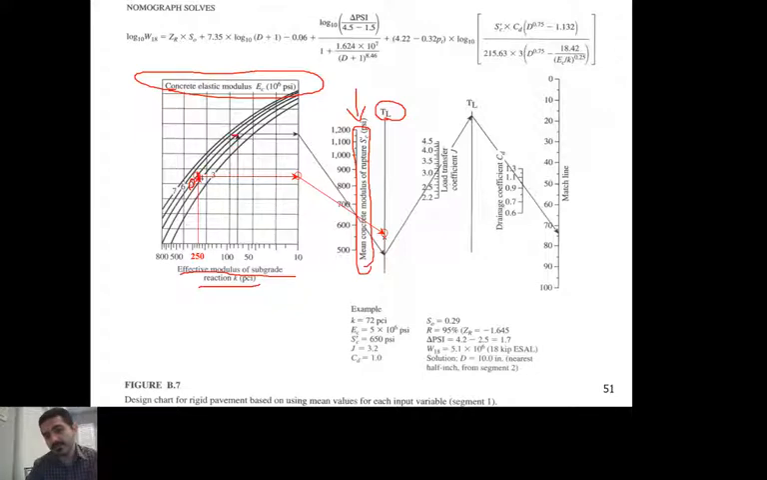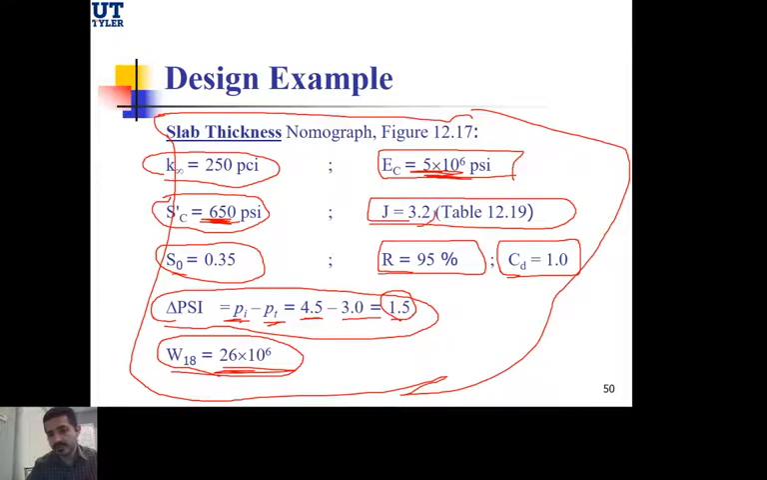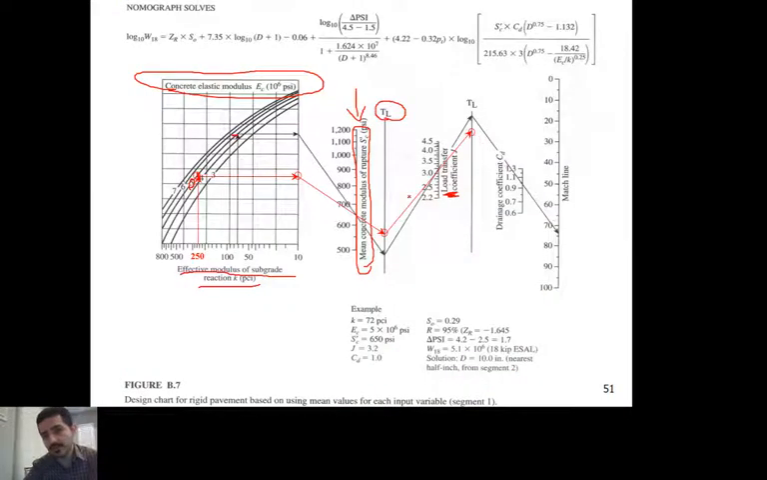Once you hit this point, now we're going to connect this point to the next column, which is the load transfer, the J value. The J value, if you recall, was 3.2 from table 12.19. So I'm going to connect it to the J value at 3.2 to hit the next turning line. Then from this turning line, we're going to connect it to the CD value, which is the drainage coefficient. I remember this one, it was 1. So I'm going to connect this to the CD value all the way to the match line, another match line. In this case the match line was roughly about 69.